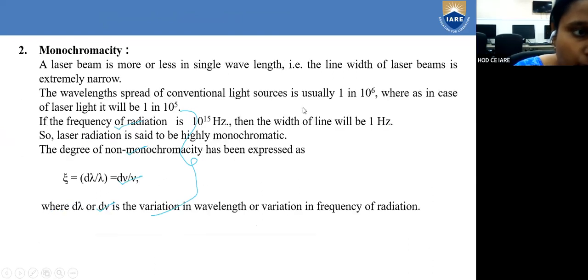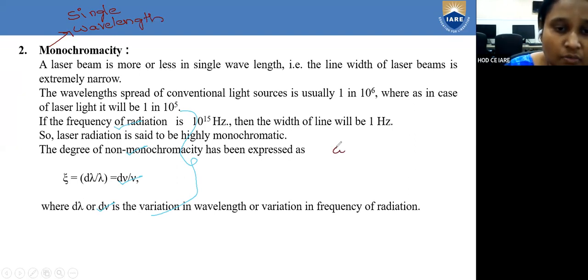So what is our second property? Monochromatic. Okay. So what do you mean by monochromatic? When you call a light monochromatic, what do you mean? Monochromatic means exhibiting a single wavelength. Single wavelength. Can you tell me what is the difference between white light and sodium light? Yes, students. Can anyone tell me what is the difference?